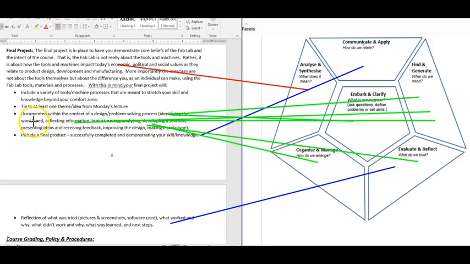Also, when we go back up here to identifying a need, we can go to embark and clarify. Presenting ideas can be communicating. So I see that there's elements of the problem-solving pentagon, but again, it's going to be presented in a portfolio that's all about a product that's demonstrated.